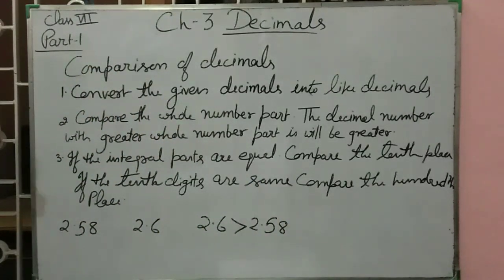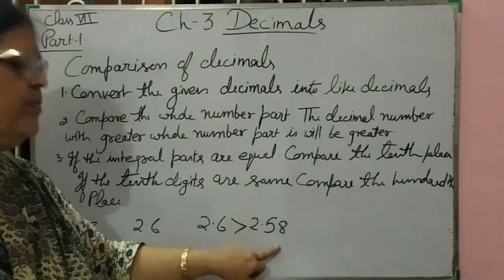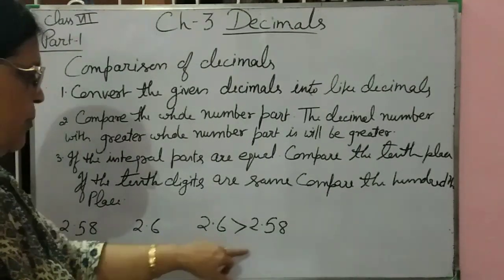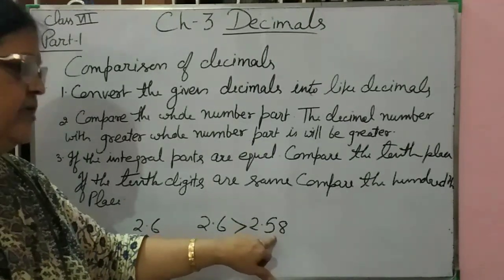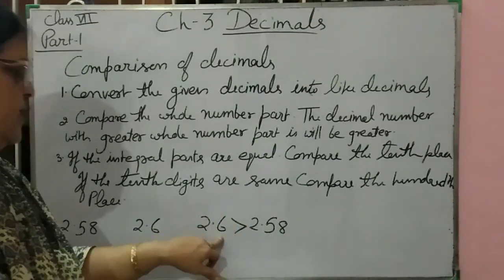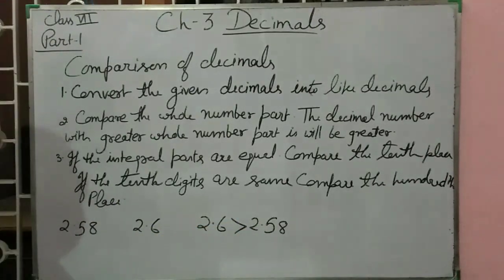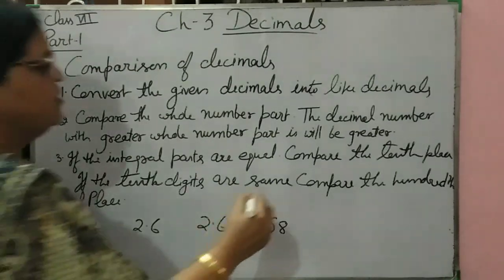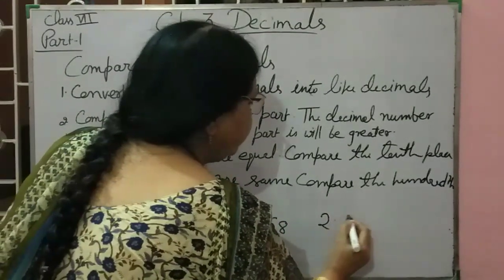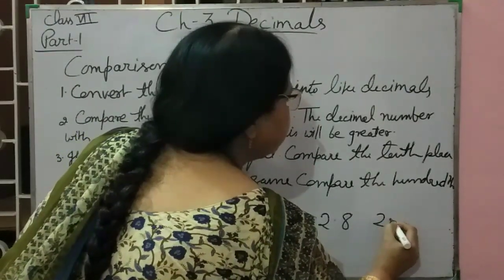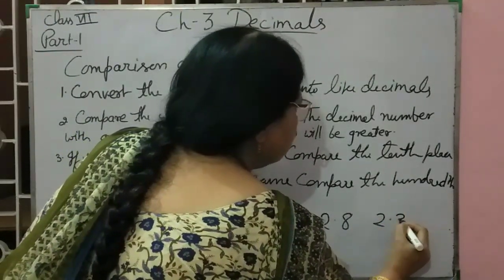Again, in both the numbers, whole number part is equal, but in 10th place, here is 5 and here is 6, so 2.6 is greater than 2.58. Suppose 2.8 and 2.58.